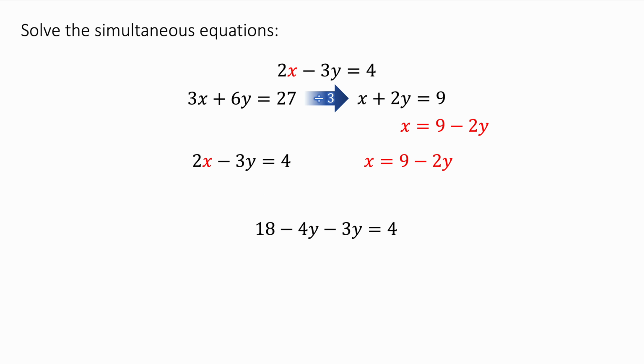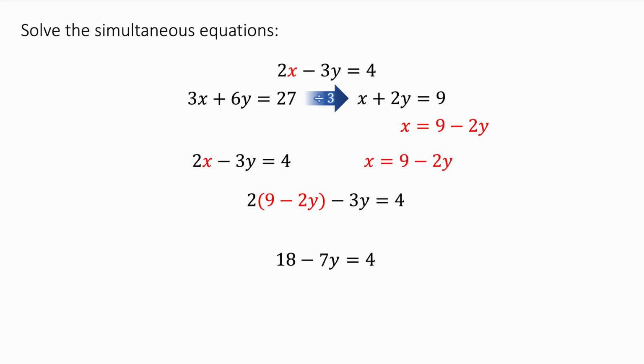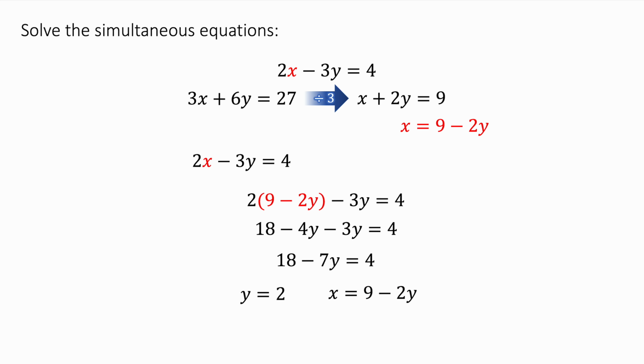So I'm going to expand the brackets, simplify, and solve it. So I add the 7y to the other side, take 4 off, 14 equals 7y, and divide by 7, I get y is 2. And so now I know that y is 2, and I can use my previous expression, x equals 9 minus 2y, to find x. I substitute y equals 2 into that expression. x is 9 minus 2 times 2, which is 5. y is 2, and x is 5.